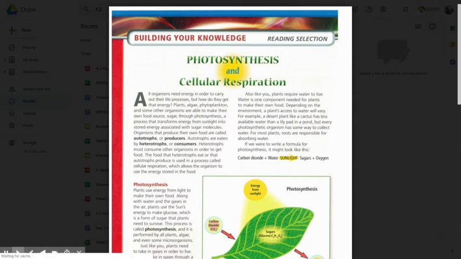Plants, algae, phytoplankton, and some other organisms are able to make their own food source, sugars, through photosynthesis, a process that transforms energy from sunlight into stored energy associated with sugar molecules. Organisms that produce their own food are called autotrophs, or producers. Autotrophs are eaten by heterotrophs, or consumers. Heterotrophs must consume other organisms in order to get food.